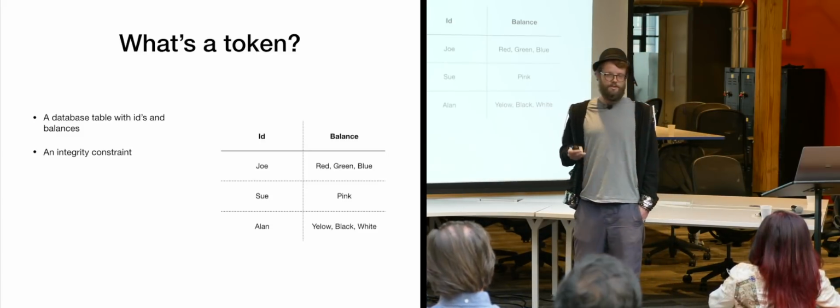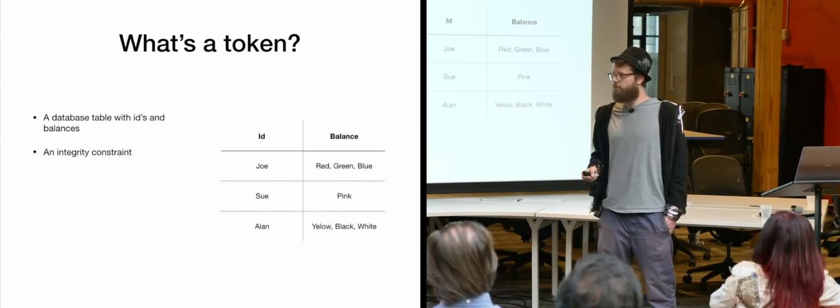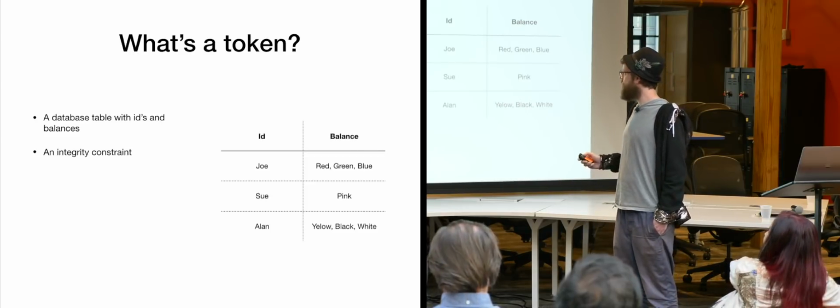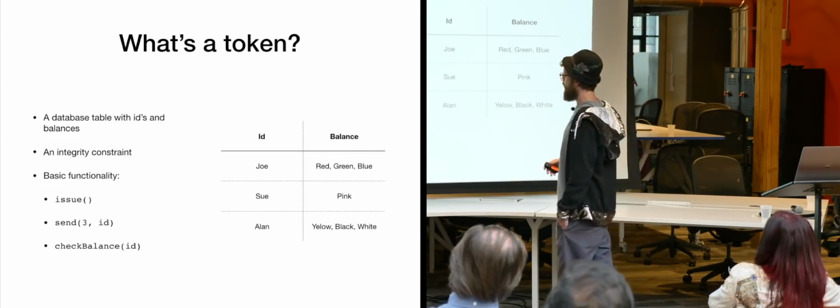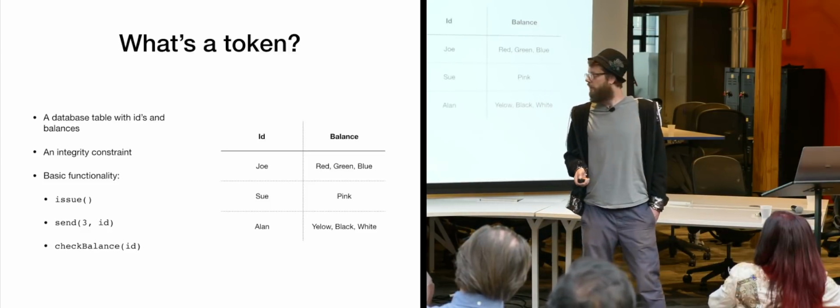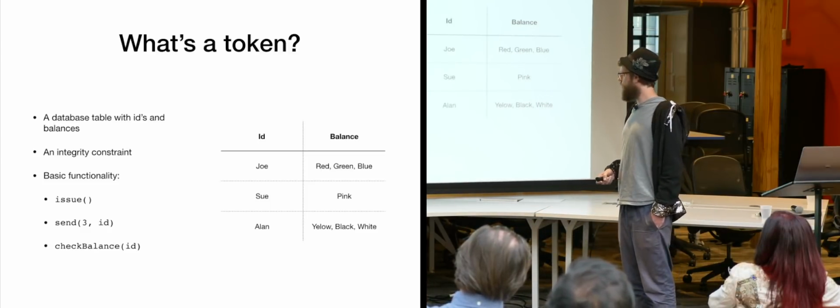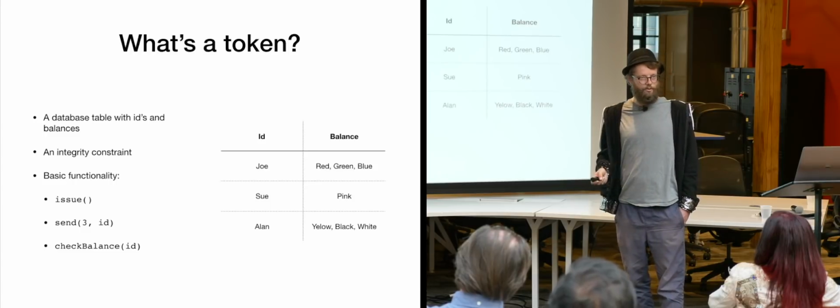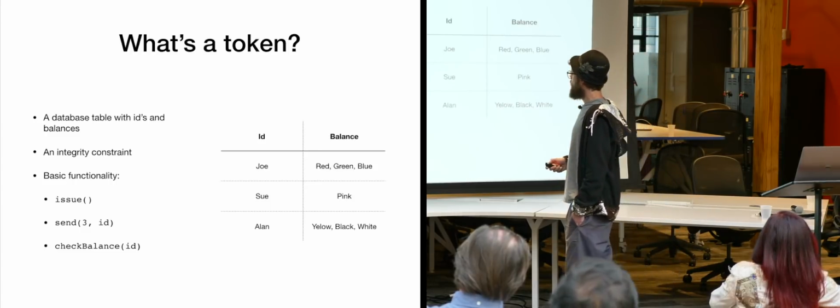Okay, so this is just a data structure, but the question is also, what can we do with tokens? There are three basic operations here. I can issue a new token, I can send a token to a different user and specify a quantity there, and I can check the balance of a user.